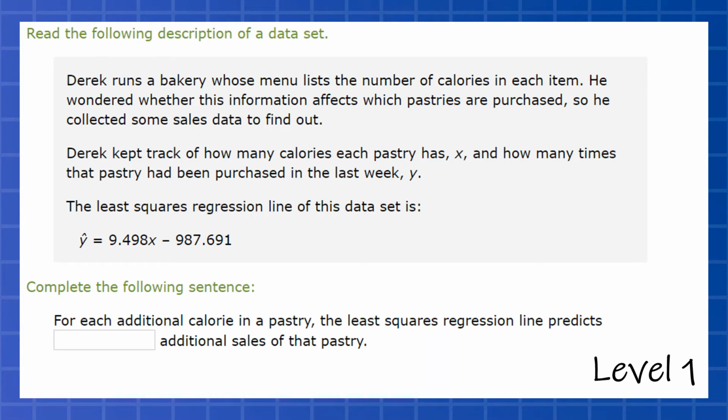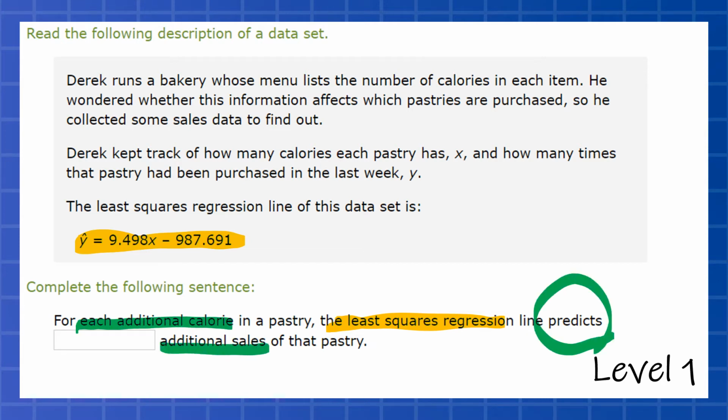So first one, I want to show you, this is a big word problem, and the big deal here is that it gives us the least squares regression line. It shows us here's the equation, you don't need to type in a table and calculate this. Then it asks, using that least squares regression line, for each additional calorie, what is the prediction for additional sales?